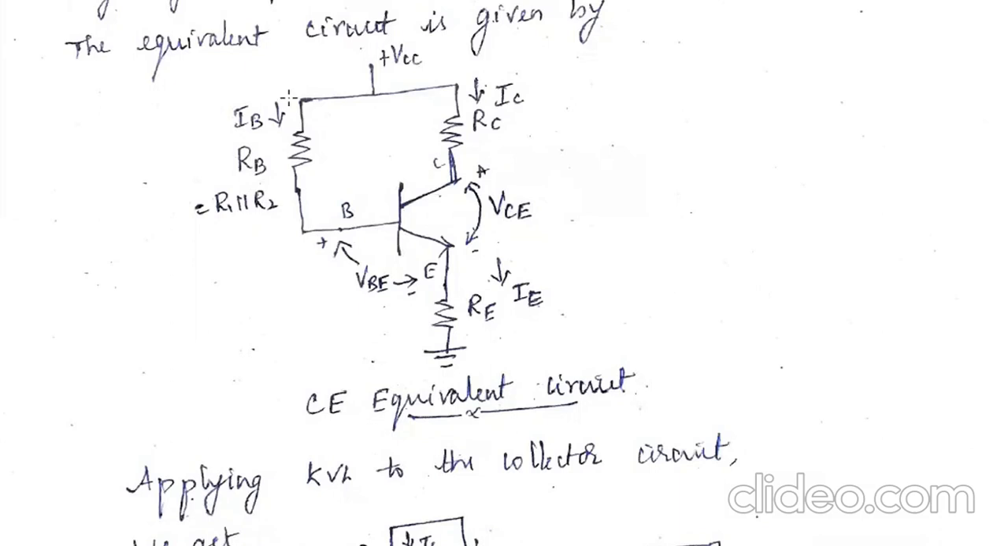and the current that flows through the RB is given by the base current IB. RC is the resistance that is present between the VCC and the collector of the transistor, and the current that flows through the RC is given by IC. The voltage between the collector and emitter terminals is given by VCE, and the voltage between base and emitter is given by VBE. RE is the emitter resistance, and the current that flows through the emitter resistance is given by IE.